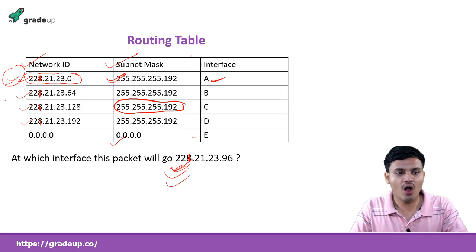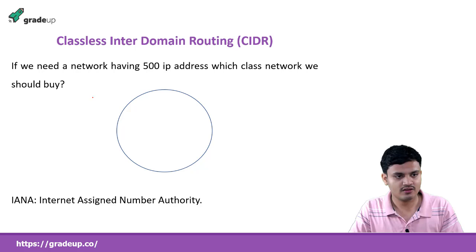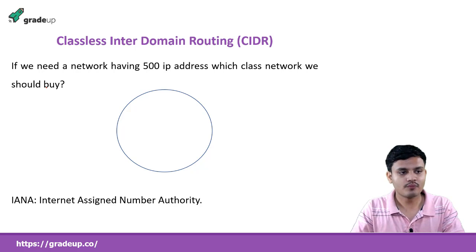So that is how routers determine it. They do bitwise ANDing, and they check whether we get the network ID of that subnet or not, and accordingly they will send it. So we have learned about subnetting. The subnet mask is very important. Do some practice and you will get it.